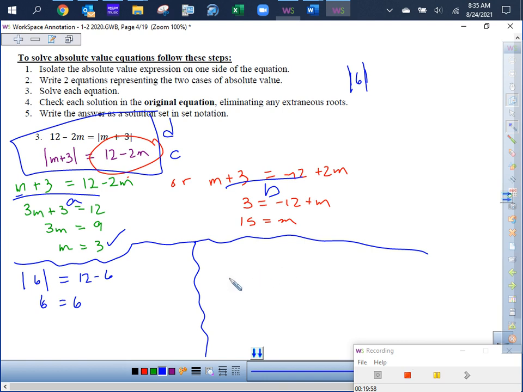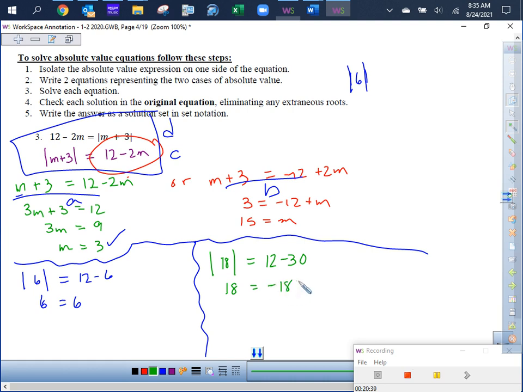Check. Let's try 15. So I'm going back into this guy. Absolute value of 12 plus 15, 15 plus 3 is 18, right? And then we'll do 12 minus 2 times 15 is 30. Are you guys okay with where I got these numbers from so far? Sometimes I move fast. Slow me down if you need me to. And absolute value of 18 is how much? 18. Don't force it. What is 12 minus 30? It ain't 18. Don't force it. What is it? It's negative 18.